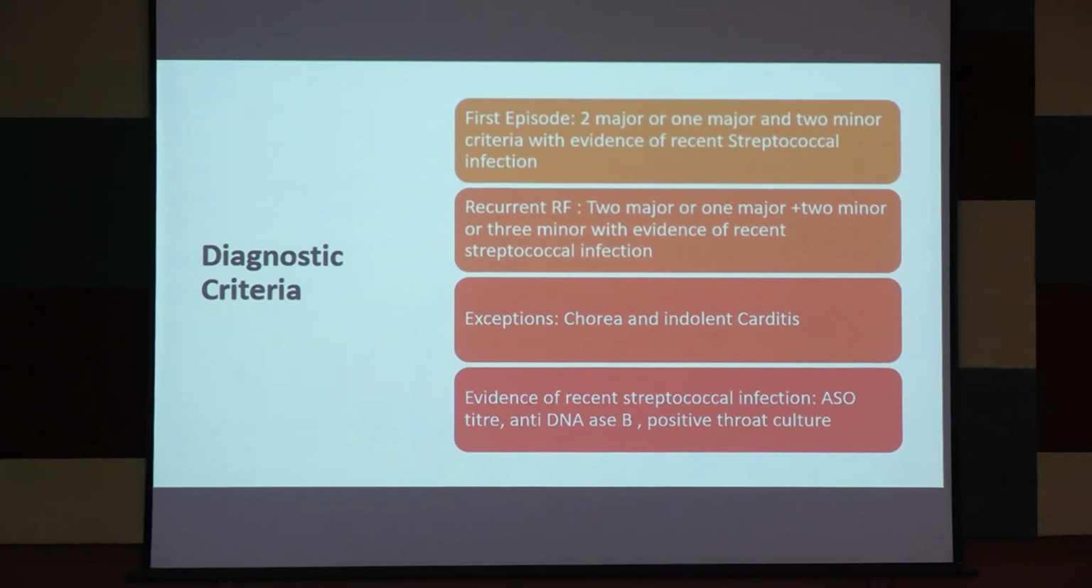Arthralgia or raised CRP or say PR interval increase, three minor criteria present, along with the recent streptococcal infection, you can diagnose here rheumatic fever. Exception I have told you: chorea and carditis. Indolent means just only presenting with the carditis. Evidence of recent streptococcal infection means ASO titer, anti-DNase B or positive throat culture, that is discussed.